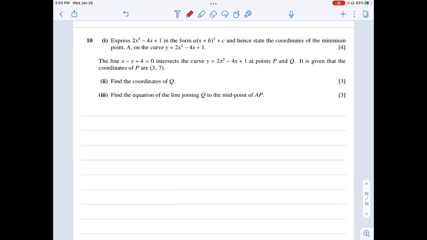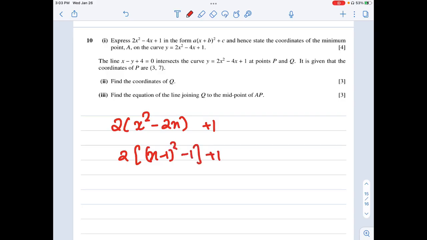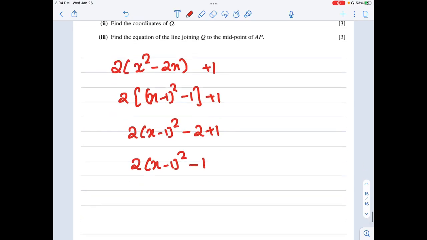Question number 10. Express 2x square minus 4x plus 1 in the form of a times x plus b whole square plus c. So take 2 common: x square minus 2x plus 1, 2 times x minus 1 whole square minus 1 plus 1. It becomes 2 times x minus 1 whole square minus 2 plus 1, 2 times x minus 1 whole square minus 1. And hence state the coordinates of the minimum point. I need to know the minimum point. The minimum point is opposite sign of 1 and the same sign of minus 1. 1 comma minus 1 is going to be the minimum point.